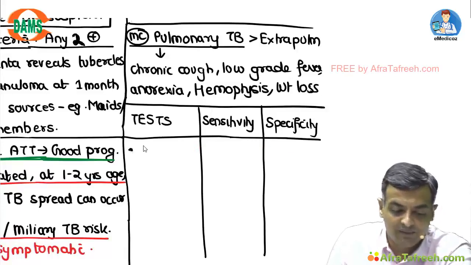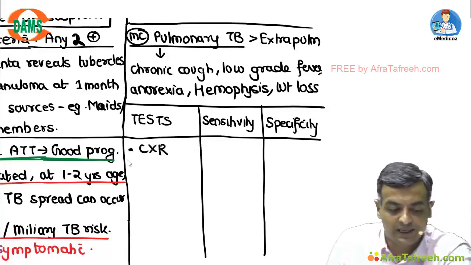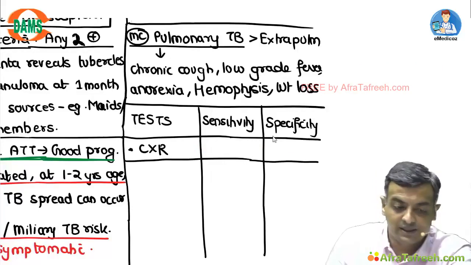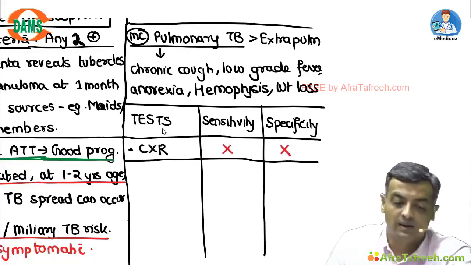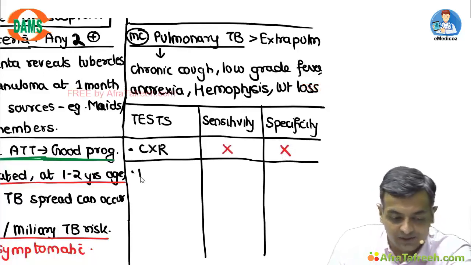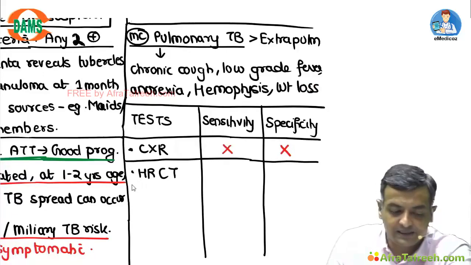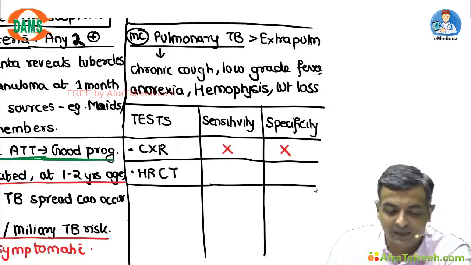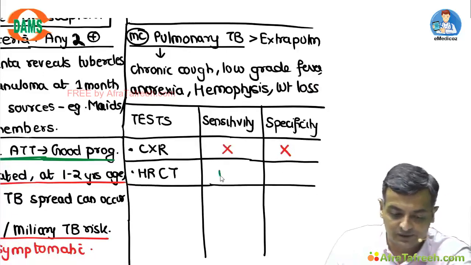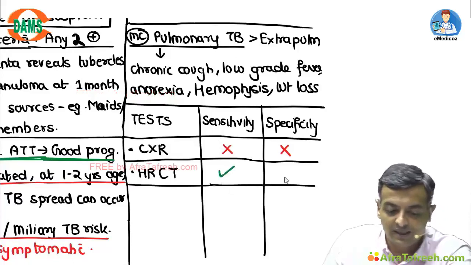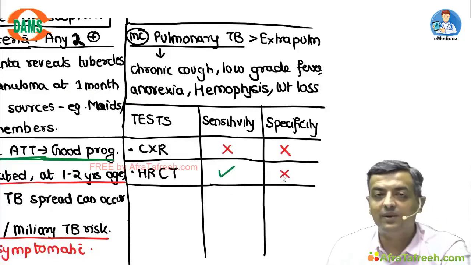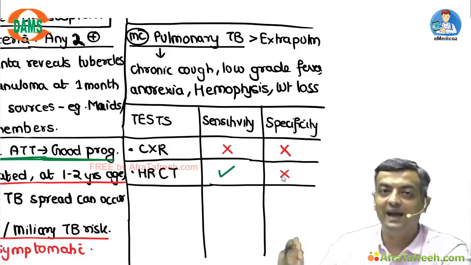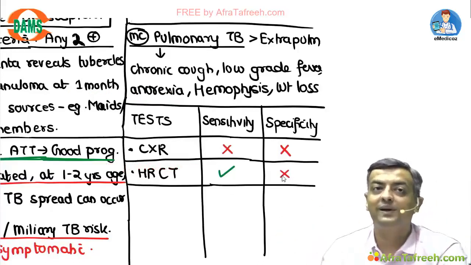What are the tests that we have? Number one, we have the chest X-ray. Please remember, the chest X-ray is neither sensitive nor specific. We can go for HRCT. The CT scan is better to pick up the infection. So sensitive but still lacks specificity. The radiology cannot tell you the difference between active TB and dormant TB.